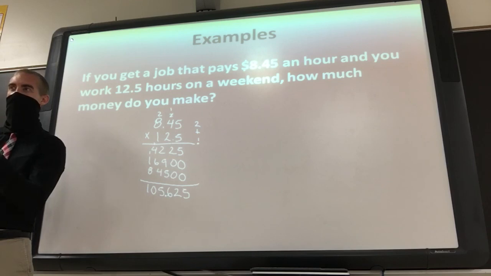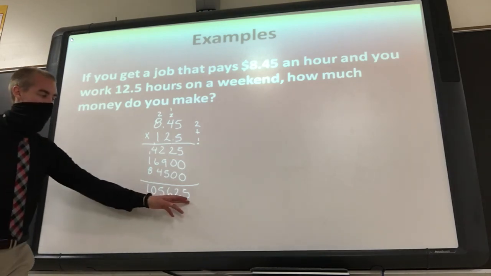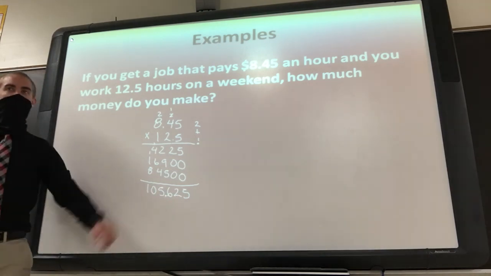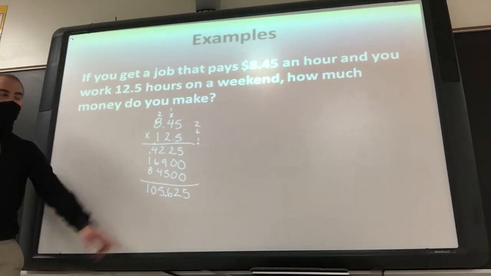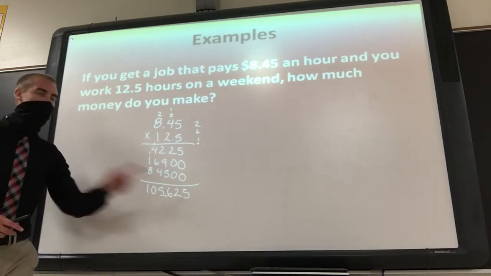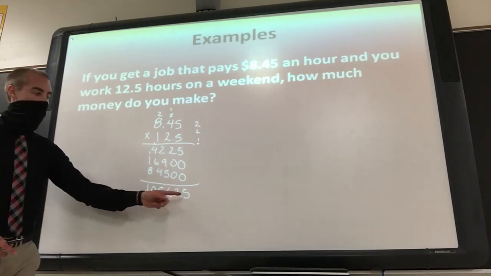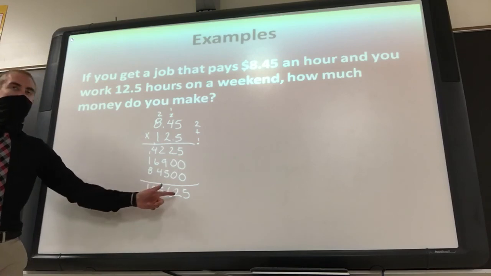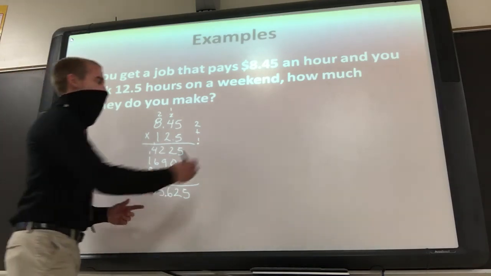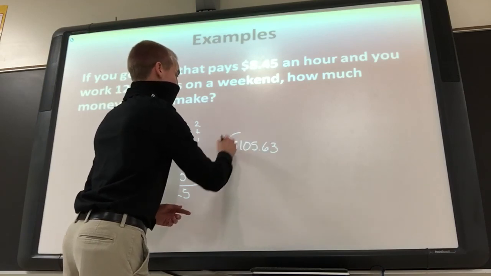Do we have to round money? Yes, we have to round it to the nearest cent, right? Do you ever go up to the cash register and they say it's going to be $105.625? No. So we need to round, always round money to the nearest cent or the nearest hundred. There should be 2 numbers after the decimal point when we're talking about money. So we're going to round this 0.625 up to 0.63. So our final answer needs to be $105.63.